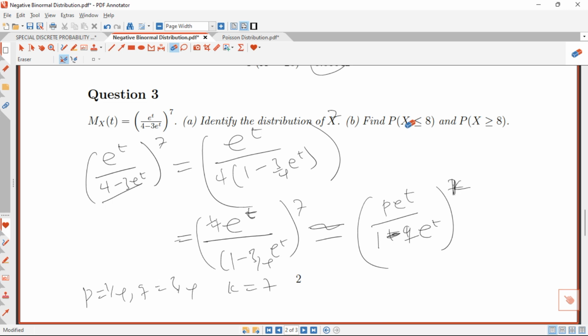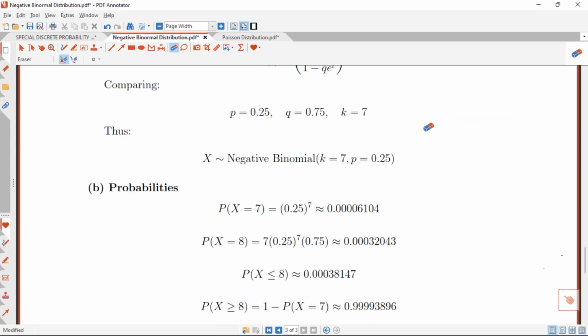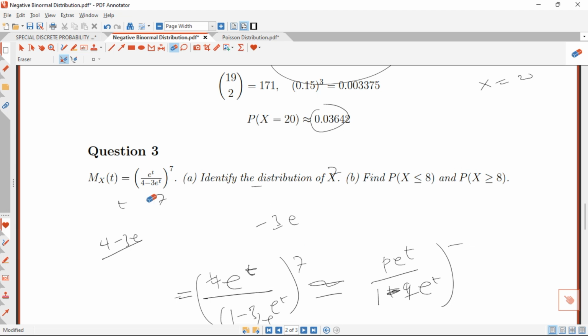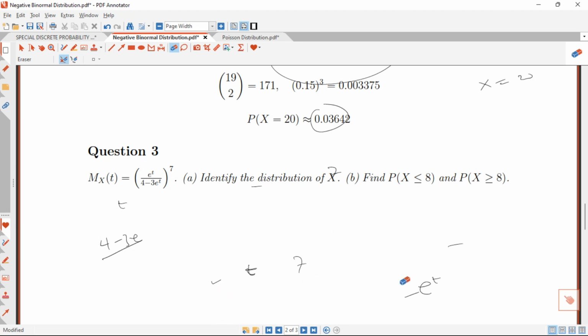So once we have it, we can work on the b part. Probably that our x is less than or equal to 8. Let me clean this one so that we work it here. Probably our x is less than or equal to 8 will be equal to the summation, where our x is moving from 0 to what?